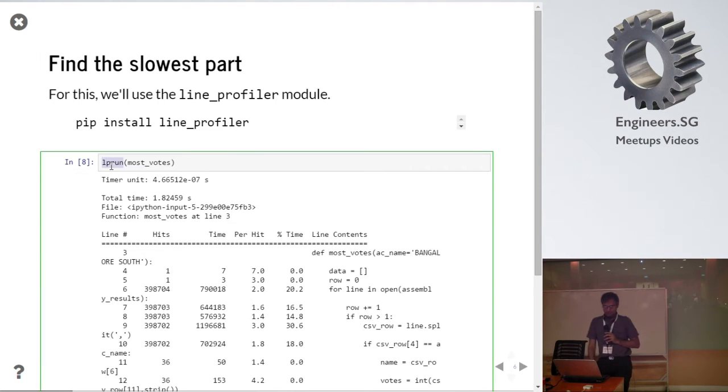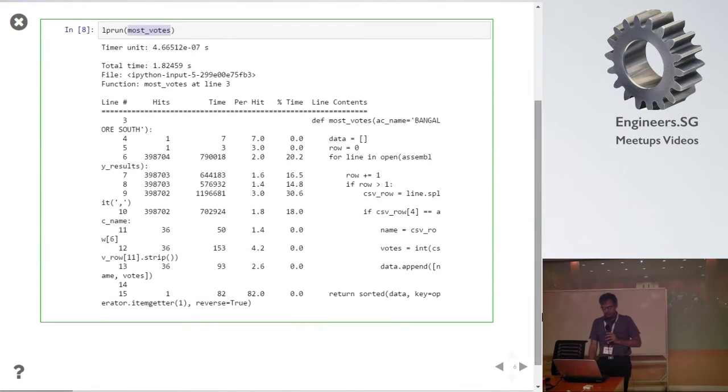So if you use the command lprun on the function that we just created, it gives the following output. It says, for each line, given the line number, the number of times that line is executed, which is the hits, the total time spent in executing it, what is therefore the time per hit, and the percentage of time that's spent against each of these lines.